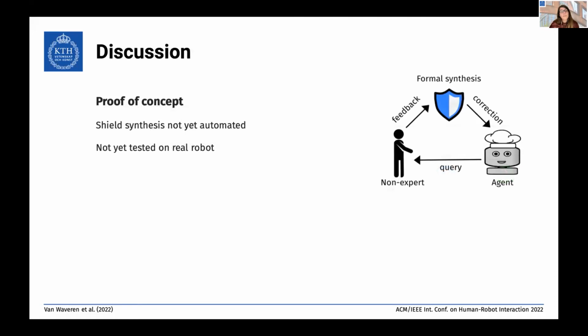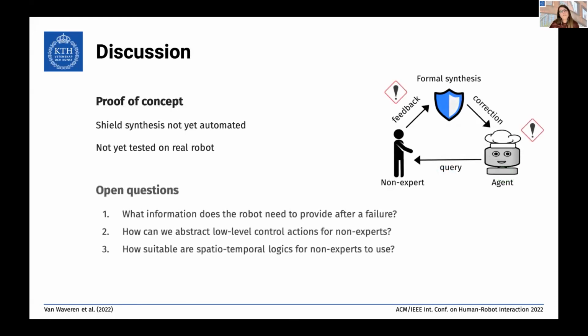We have not yet automated the shield synthesis and not yet tested on the real robot, so open questions remain about what information the robot needs to provide to the non-experts in order for them to effectively help recover after failure. And how can we abstract low-level control actions to higher-level actions that are interpretable for non-experts? And thirdly, how suitable are spatial temporal logics, with which we can create formal specifications, so that they're understandable and intuitive for non-experts to use?